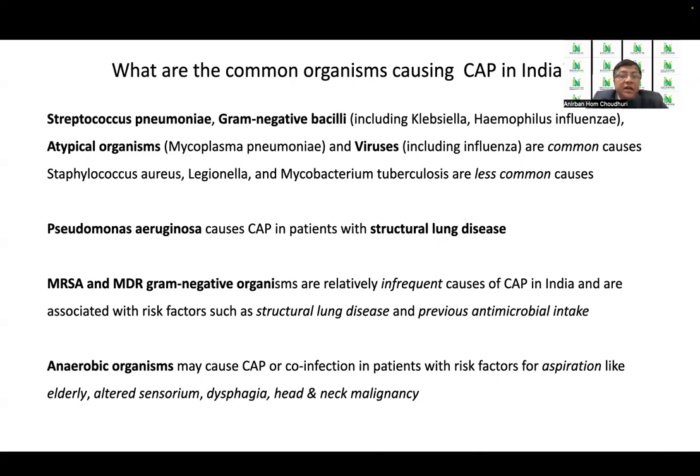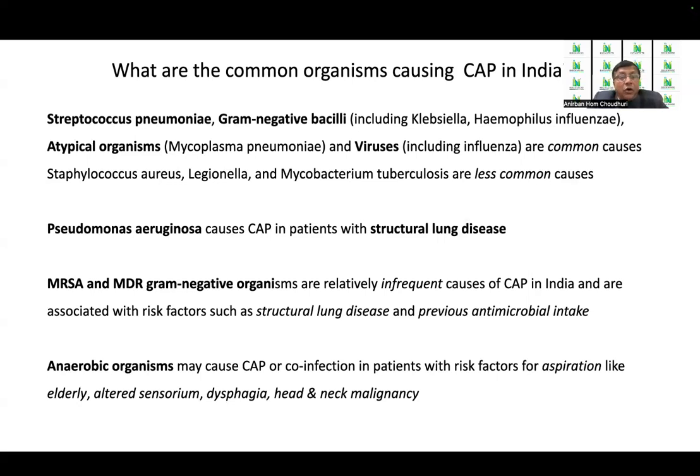MRSA and MDR gram-negative organisms are infrequent causes of community-acquired pneumonia in India, but they are also associated with structural lung disease. Another factor here is previous antimicrobial intake. So if a patient has structural lung disease along with a history of previous antimicrobial intake within the past 90 days, and more so in the past 30 days, particularly higher antibiotics, then we have to give consideration to these organisms too. Thirdly are the anaerobic organisms.